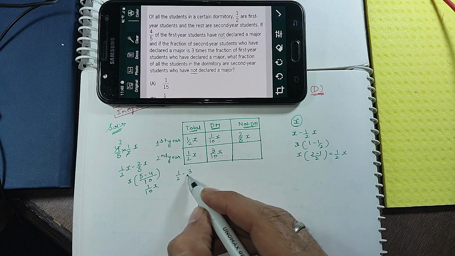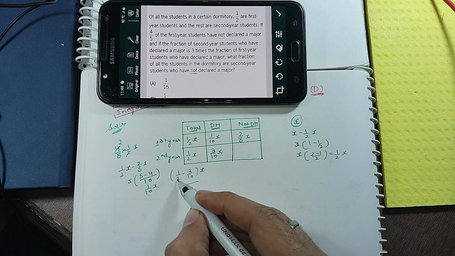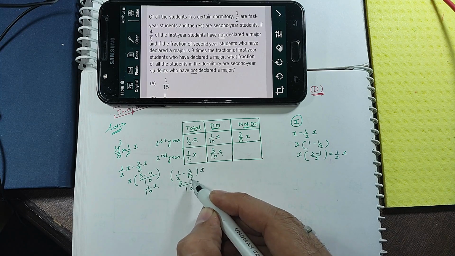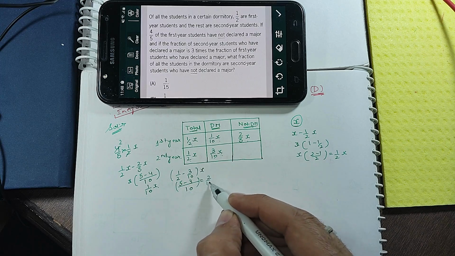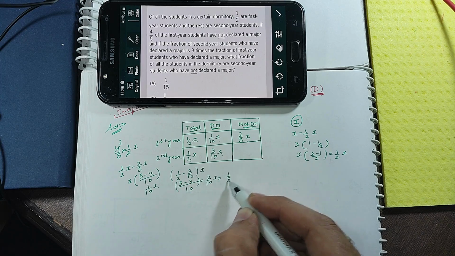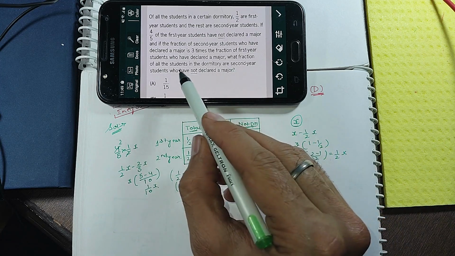So 1/2 minus 3/10 of x. So here LCM will be 10. 10 divided by 2 is 5, 5 into 1, 5. Minus 10 divided by 10, 1. So it will remain as it is. So this will be 2/10 x, or I can say 1/5 of x. So this will be 1/5 of x. Now what fraction of all the students?